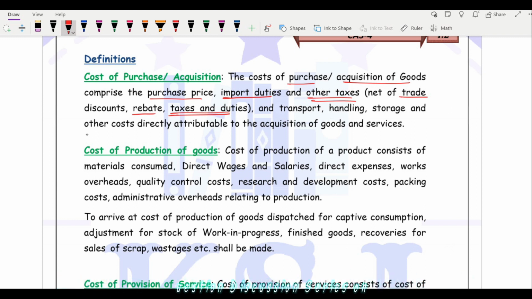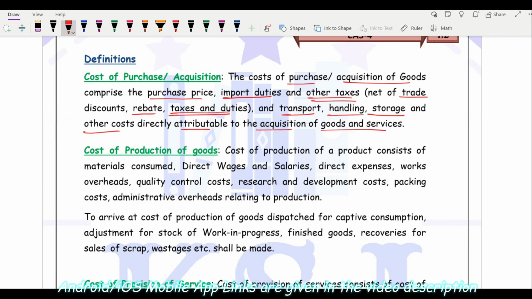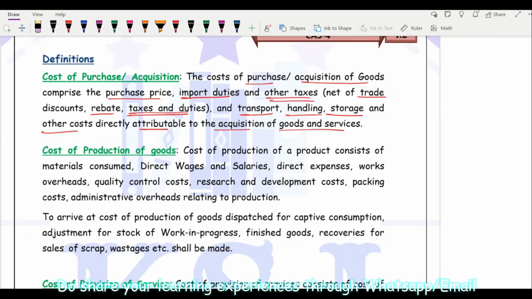Then you have to include the transportation cost, handling, storage and other cost. Transit insurance can be there, directly attributable to the acquisition of goods and services. So regarding this, always remember one simple rule, that any cost which is incurred from the time you place an order for the raw material till the time it reaches your store, all the cost in between is to be included in the cost of purchase or acquisition, right? Excluding those taxes on which you will get the ITC.